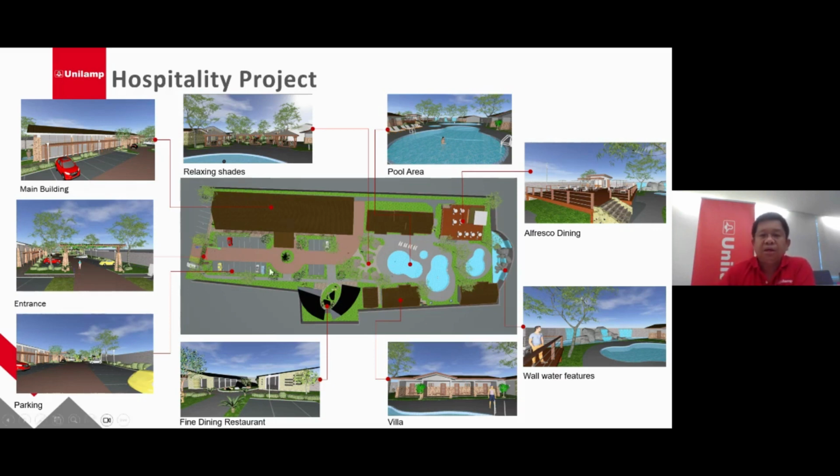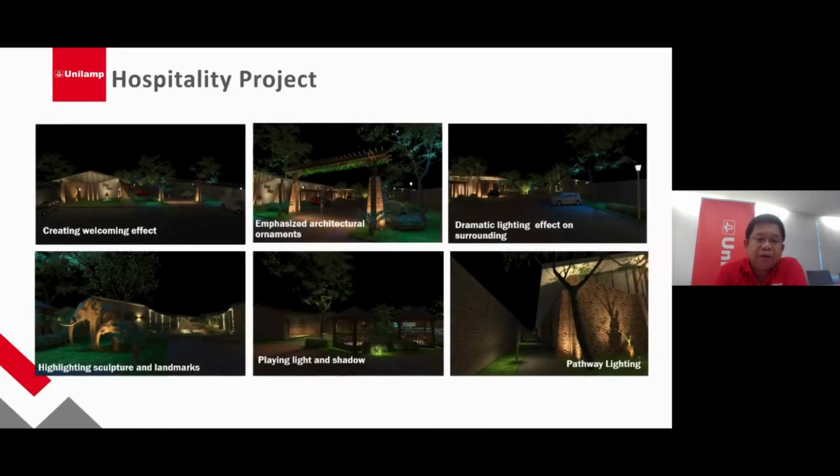Here I noted that this is the main building. This is your entrance, and this is the parking area. You have the swimming pool at the back of the resort, and you have the alfresco dining situated here. Beside the alfresco dining, they have the wall water features and also the villas. So the concept is that we need to have a welcoming effect. How are we going to achieve that? Also, emphasize the architectural ornaments and the dramatic lighting effect on the surroundings.